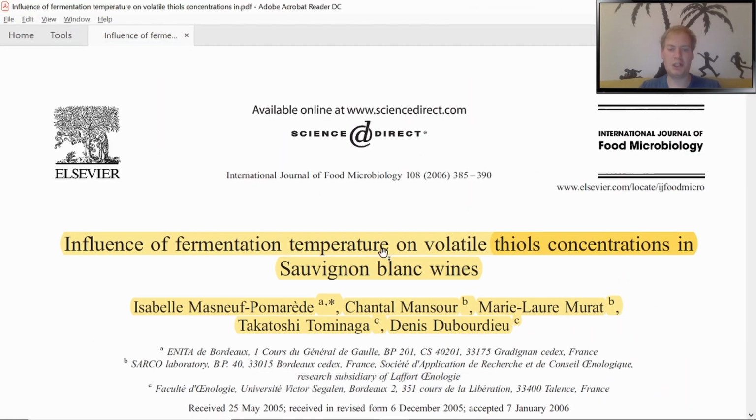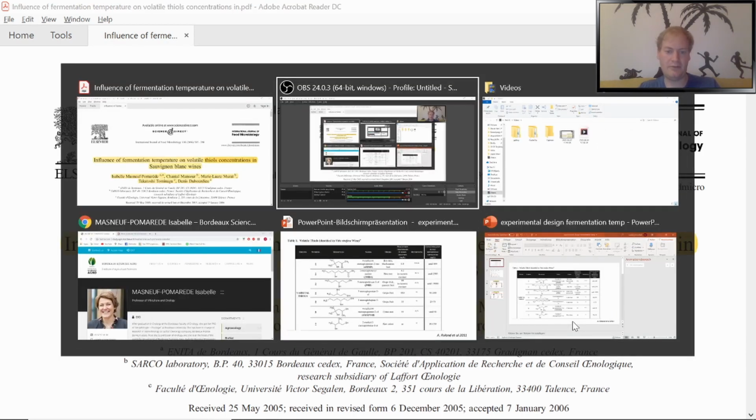Influence of fermentation temperature on volatile thiols concentrations in Sauvignon blanc wines, published in 2006 in the International Journal of Food Microbiology. Head researcher here was Isabelle Masneuf-Pomarède, and also Denis Dubourdieu was involved in this research. So let's have a look at these guys for a second.